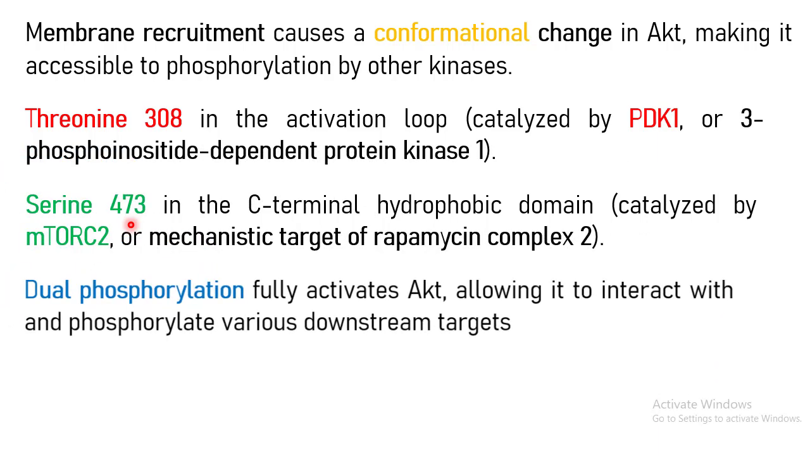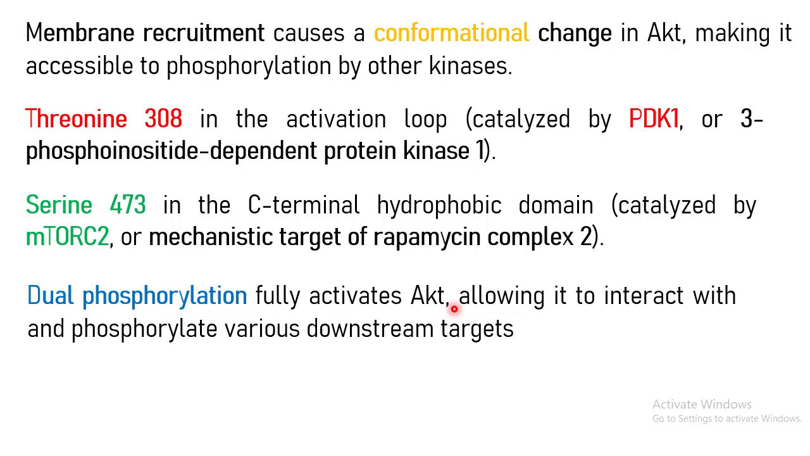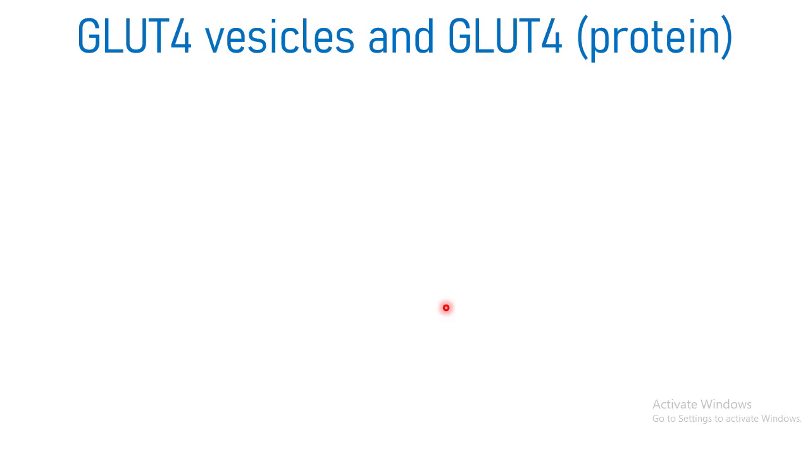So this dual phosphorylation is going to fully activate the AKT, and when it is fully activated, what that means is that it can now phosphorylate the downstream targets. Now, there can be a variety of targets for the activated AKT, but in this particular signaling pathway, we are only going to focus on the uptake of glucose. So, how is that going to happen when the AKT gets activated?